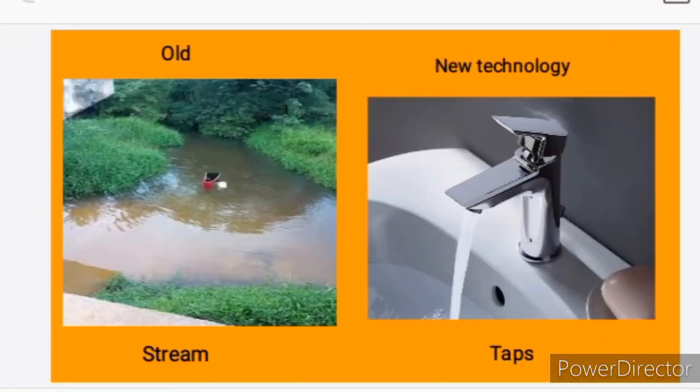Now with the coming of technology, we have taps everywhere. In the past, people used to trek long distances to go to the stream to fetch water, but now we have taps in our homes, so we don't have to suffer ourselves and go far.